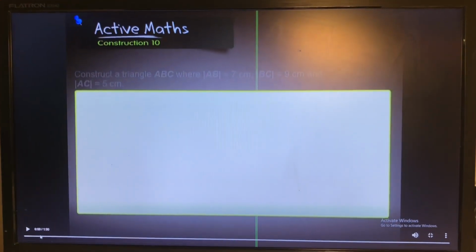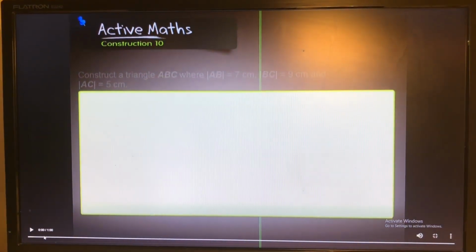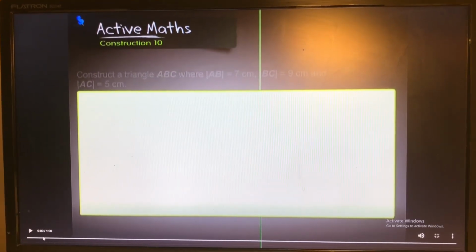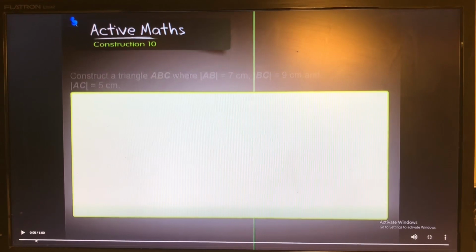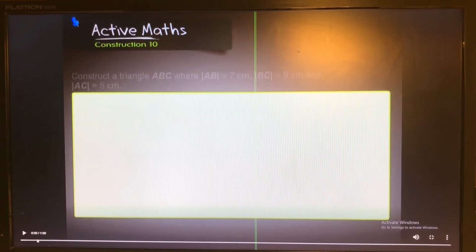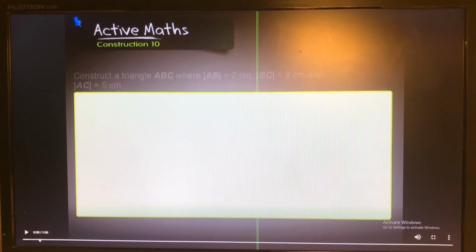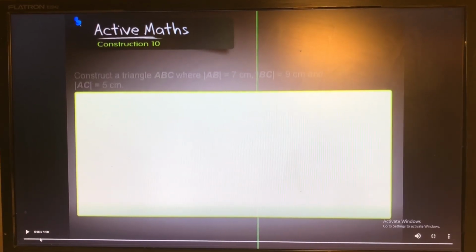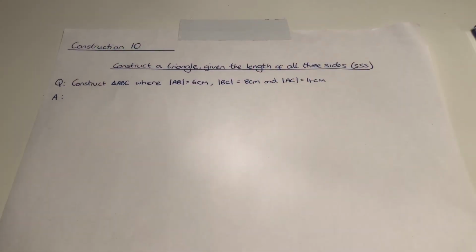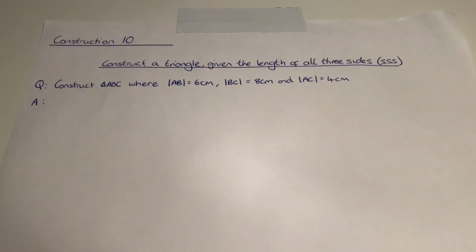Hello, in this lesson we're going to learn construction 10. It's the construction of a triangle where we have been given all three sides of a certain measurement. This is otherwise known as SSS for side, side, side. So a question might look like this.